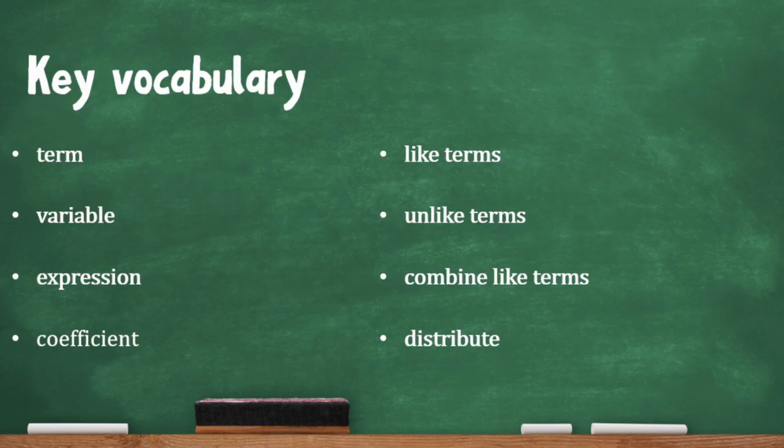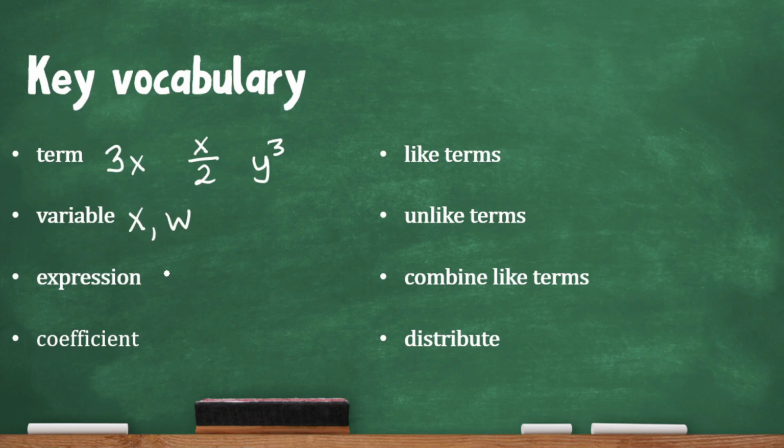This vocab can help. So a term is a number or a letter or a combination of numbers and letters, like 3x is a term, or x over 2 is a term, or y cubed is a term. A variable is the letter that we're using to represent the unknown number. So it could be any letter.